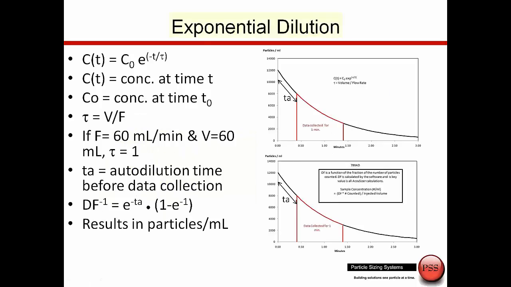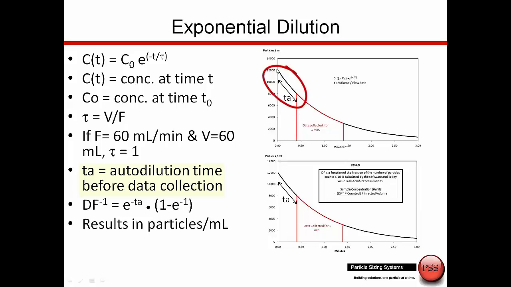This slide explains the basic theory behind single-stage exponential dilution. Concentration changes as a function of time based on the initial concentration, C0, time, and tau, which is the autodilution time constant, which is V over F. If the volume is about 60 ml, and the flow rate is 60 milliliters per minute, then tau is essentially 1.